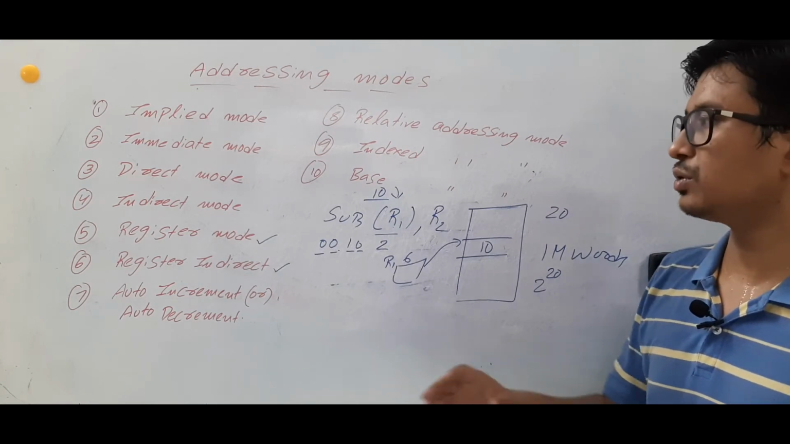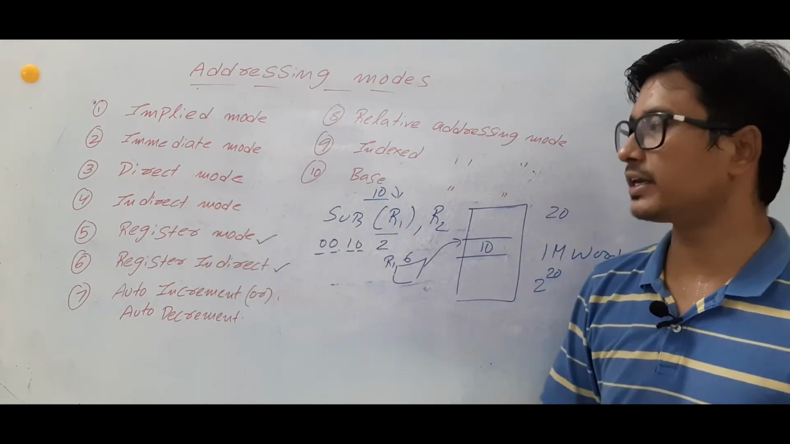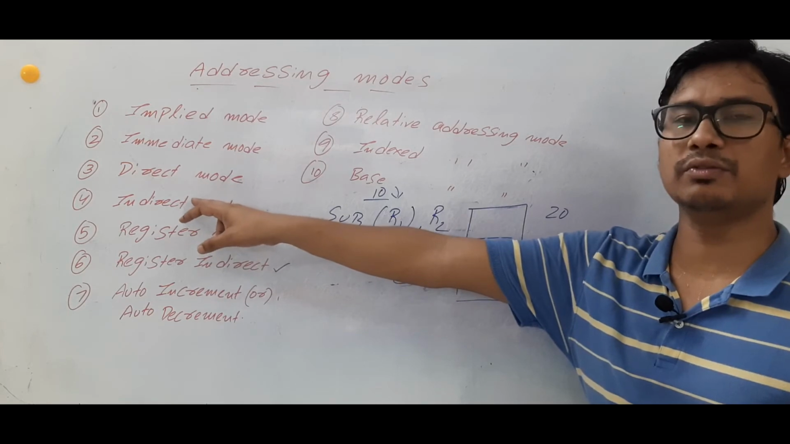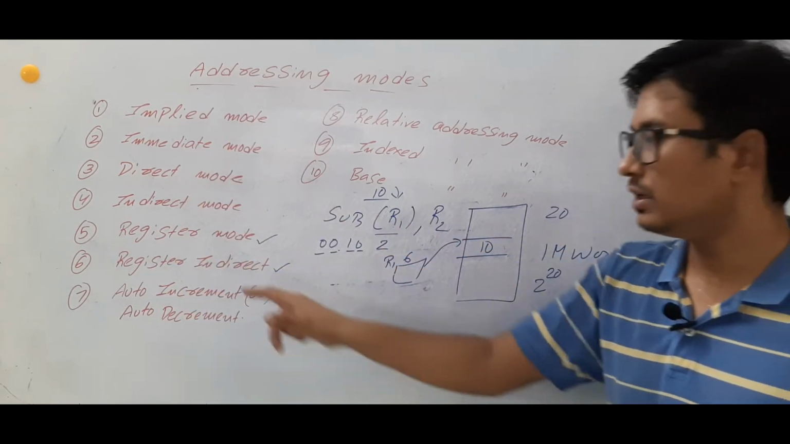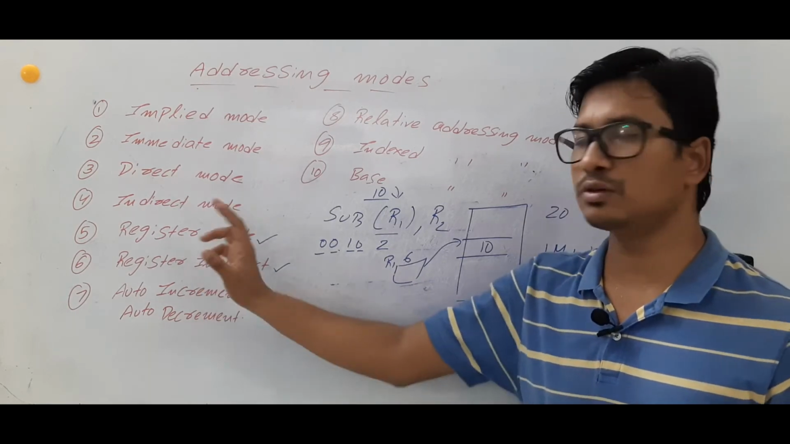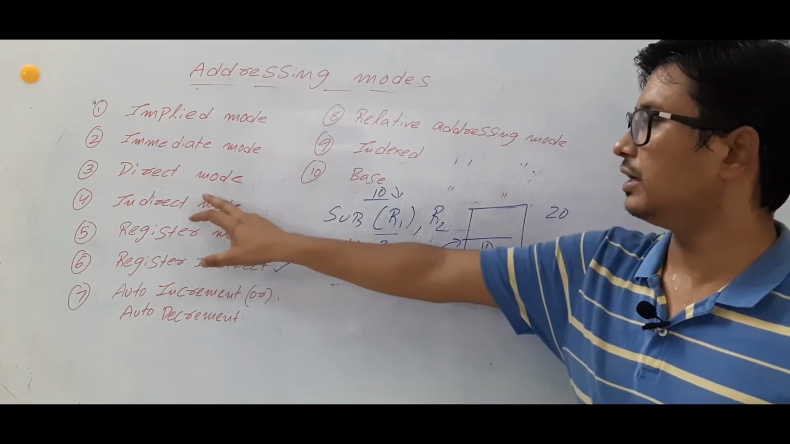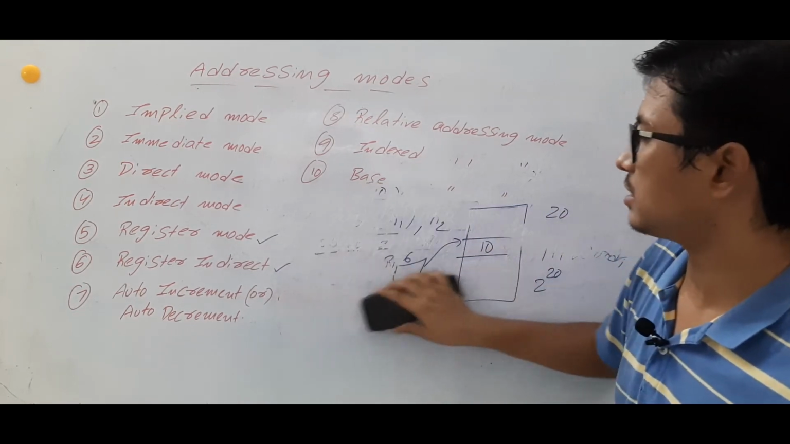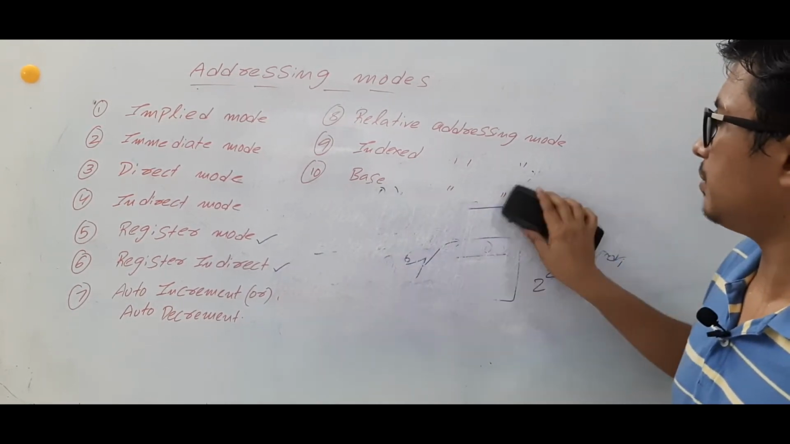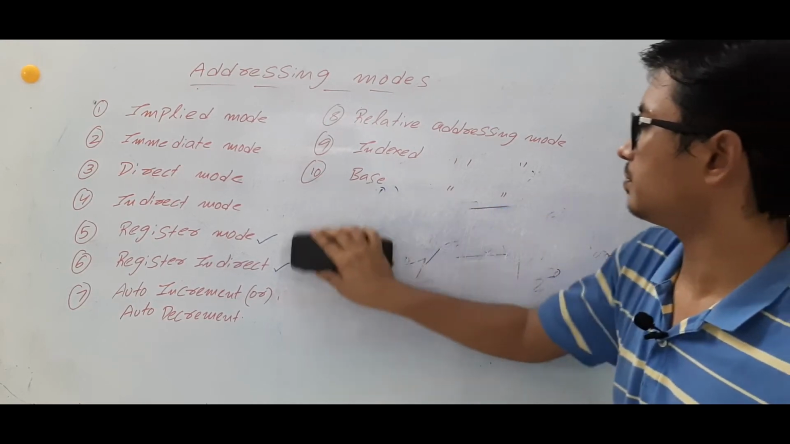Is it clear? So it is similar to the indirect addressing mode, whereas there you are giving the address of the operand, here you are giving the address of the register. Is it clear? That is the only difference between indirect and register indirect. Okay. Now let me discuss the auto increment and auto decrement addressing mode.